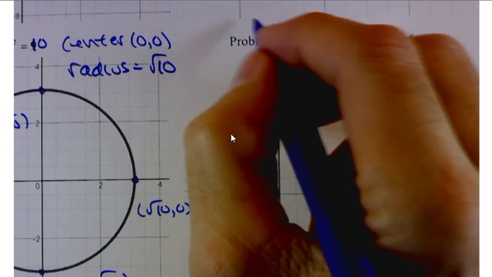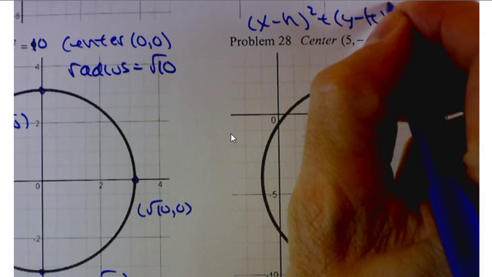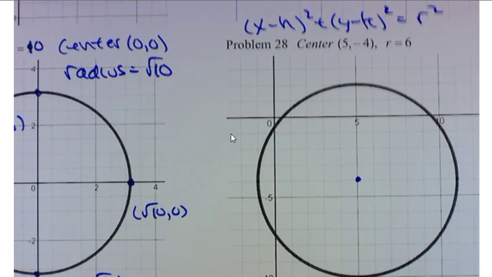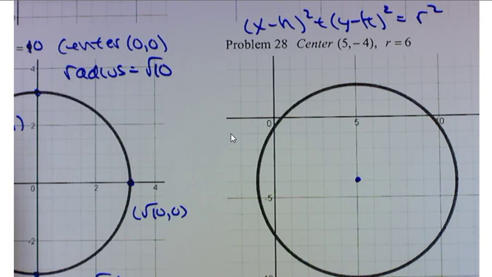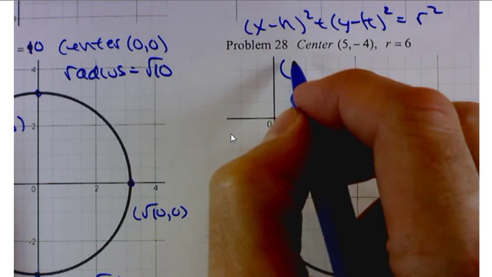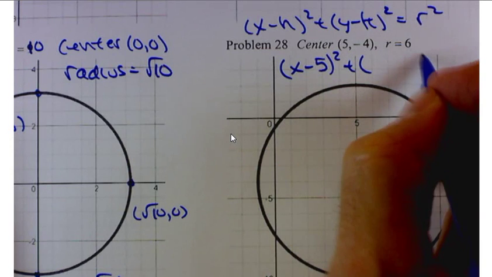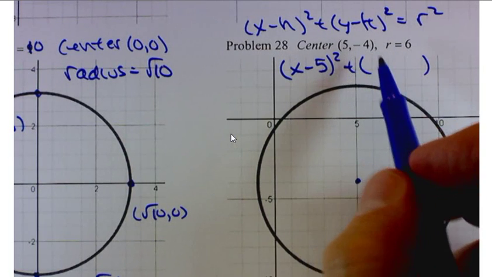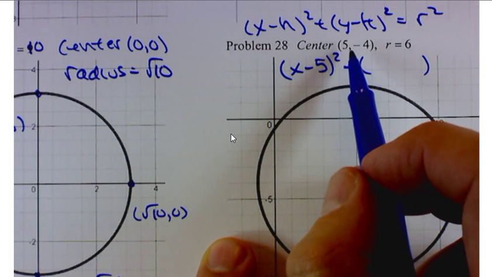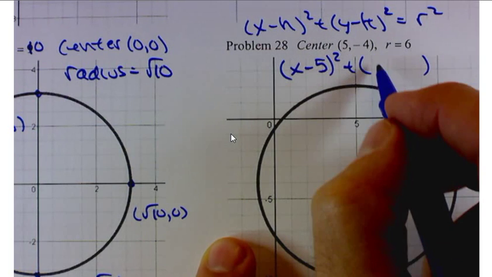So remember, our equation of a circle is going to be x minus h squared plus y minus k squared equals r squared. So they've given us pretty much everything we need here. Now you can do this in one or two steps. It's kind of up to you. What's this first term going to look like? Thank you. X minus 5 squared plus y plus 4. I mean, you could do it in two steps, but I think most of us do it in one. Y minus negative 4 is really y plus 4. So y plus 4 squared.